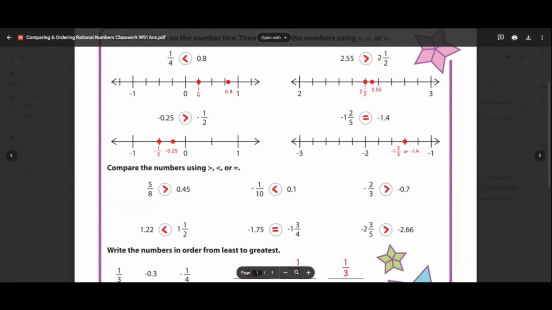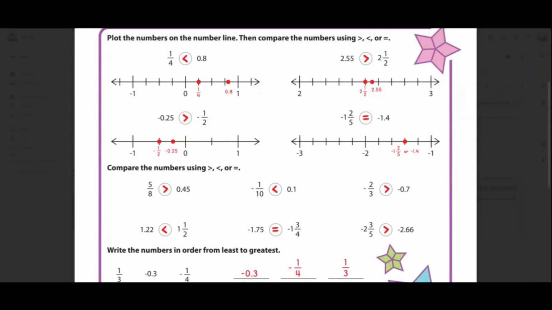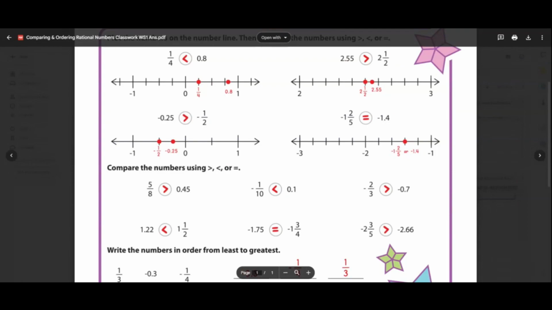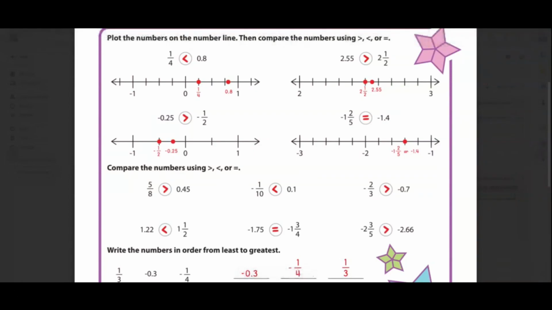Plotting these points on the number lines is a little more difficult because the units may not necessarily be the same. For example, here you've got 2.55, so we've got to look at where 2.5 is. Well, here's 2 and here's 3, there's 2.5 in the middle. So 2.55 is a little more, so it's got to be a little more to the right of 2.5.